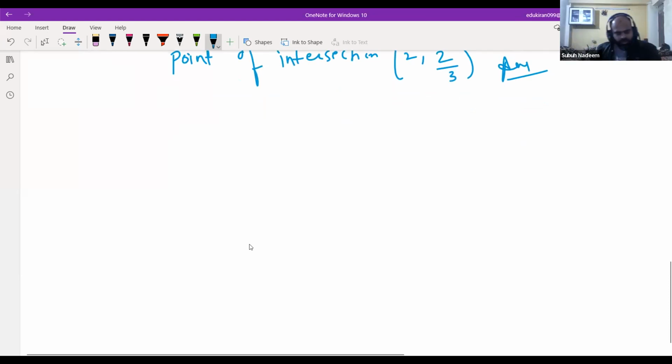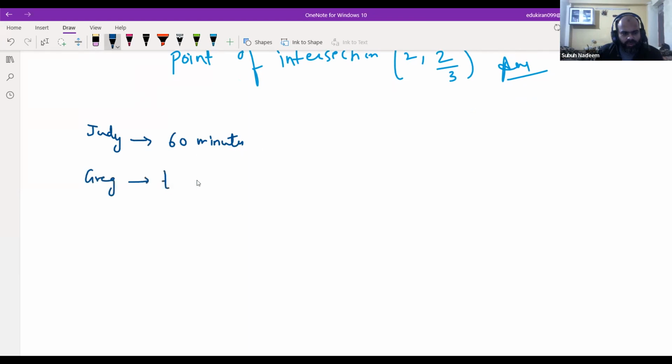So how much time are they taking to mow the lawn? Judy can mow one lawn in 60 minutes. So the time Judy takes to completely mow the lawn is 60 minutes, so she works at the rate of 1/60. Then Greg can mow one lawn in t minutes. And together, if they are mowing the lawn, they take 45 minutes.